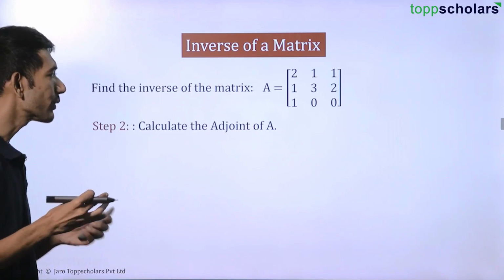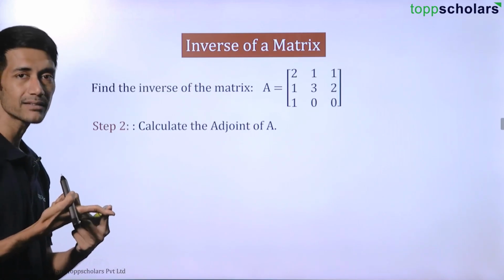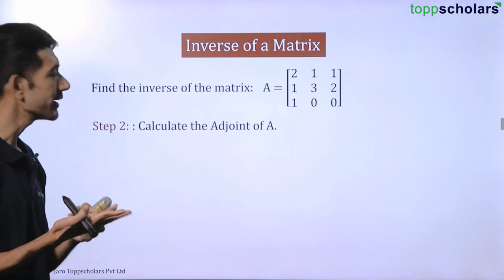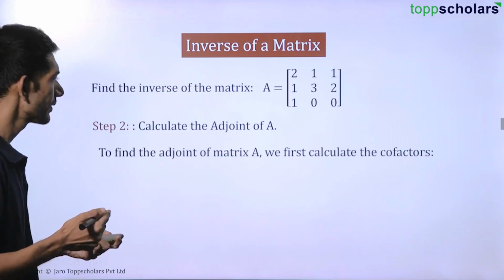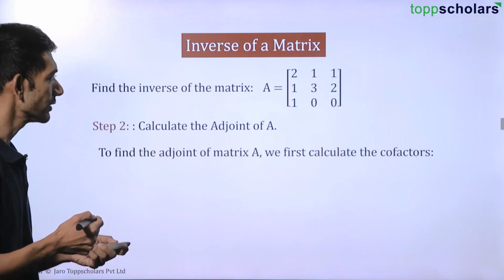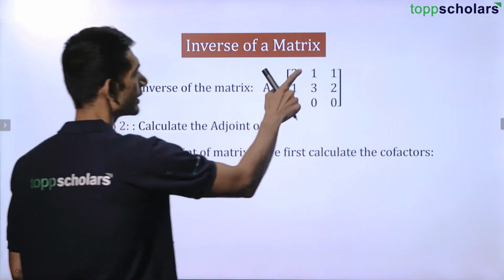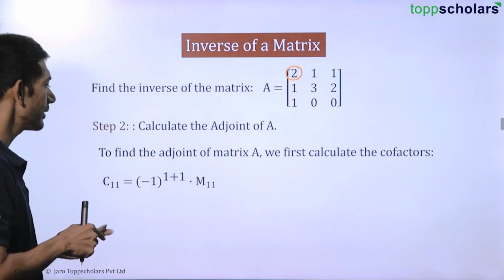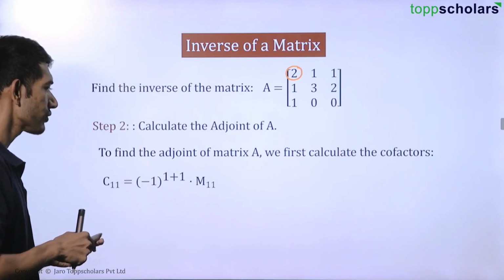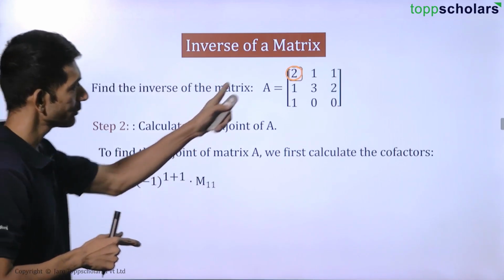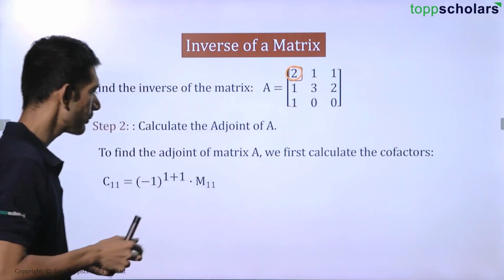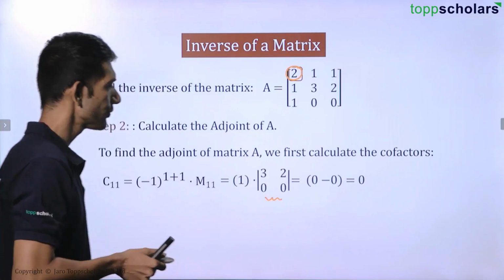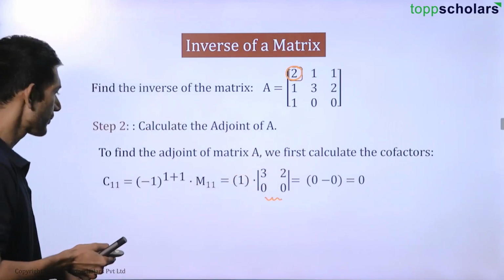And you know how to find the adjoint. You need to take the cofactors. You need to take the transpose. Then only you are going to get the adjoint. So let us begin. We calculate the cofactors first. So we'll calculate the cofactor of this, C11, that is minus 1 raised to 1 plus 1 M11, which is equal to what? You remove the row, remove the column, if you remember, to get the minor here, that is 3200. Solve it, you are getting 0 only.